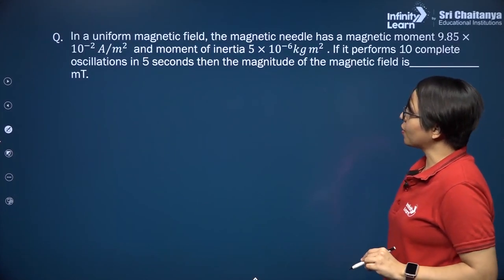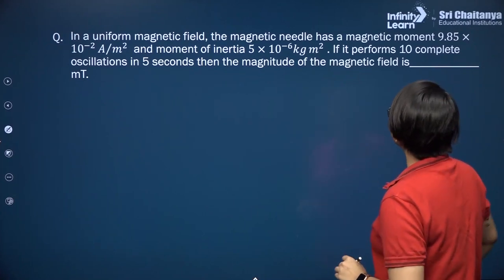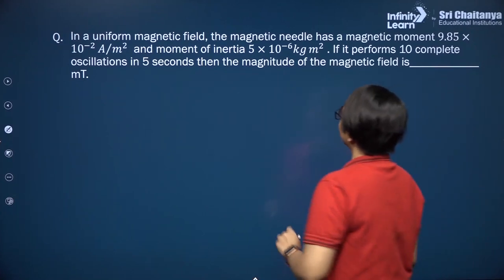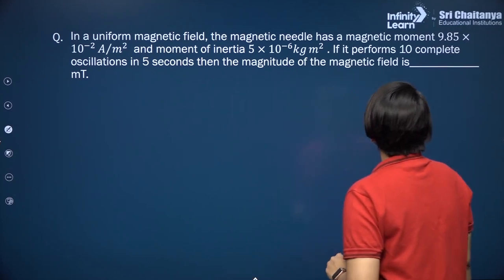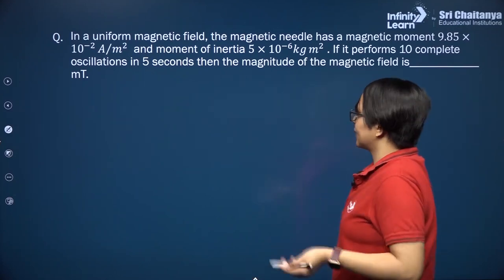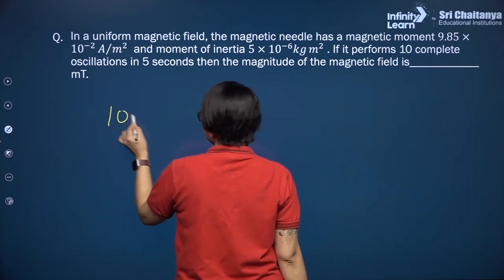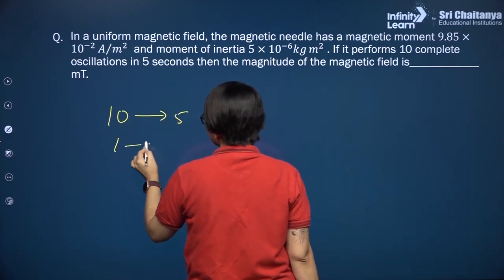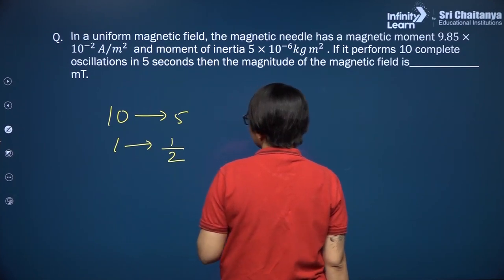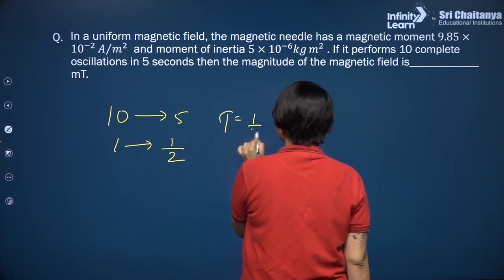Next is, in a uniform magnetic field, the magnetic needle has a magnetic moment this much and moment of inertia. It performs 10 complete oscillations in 5 seconds. Then the magnitude of the magnetic field is. So, it takes 10 oscillations in 5 seconds. So, one oscillation will be done in 1 by 2 seconds. So, time period is 1 by 2 second.